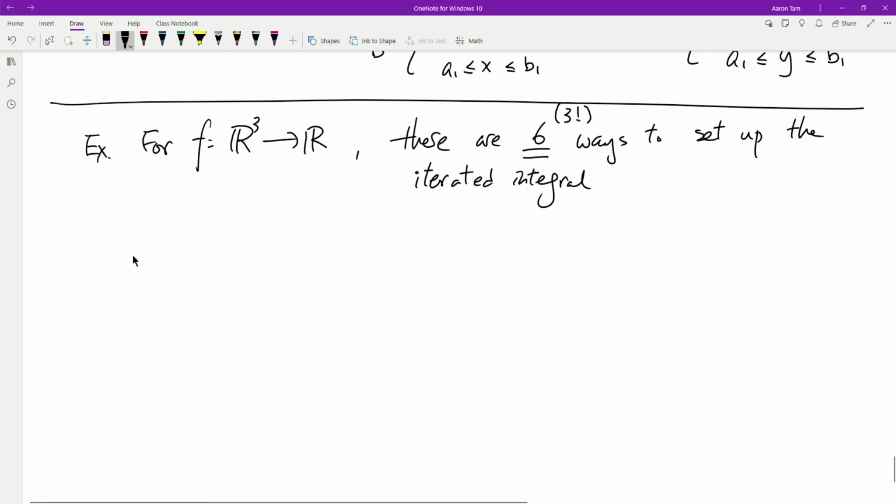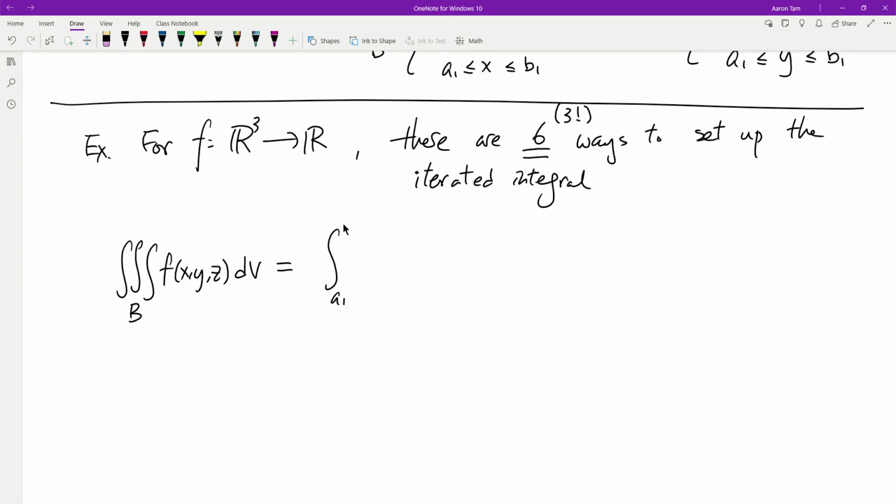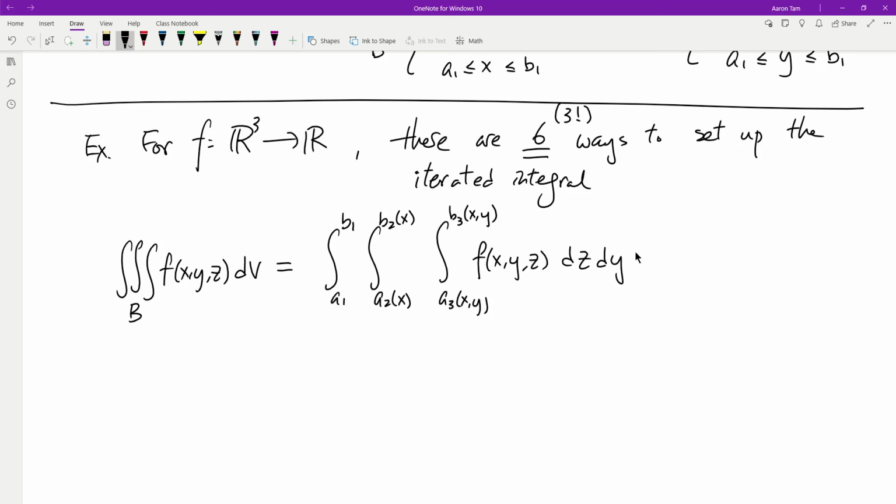So in this case, a triple integral over B of f(x,y,z) dV can be done in any of the 6 ways. Maybe I'll write out a few of them just to give you the idea. One way to do that is this: the integral from a1 to b1, the integral from a2(x) to b2(x), and then a3(x,y) to b3(x,y), f(x,y,z) dz dy dx.